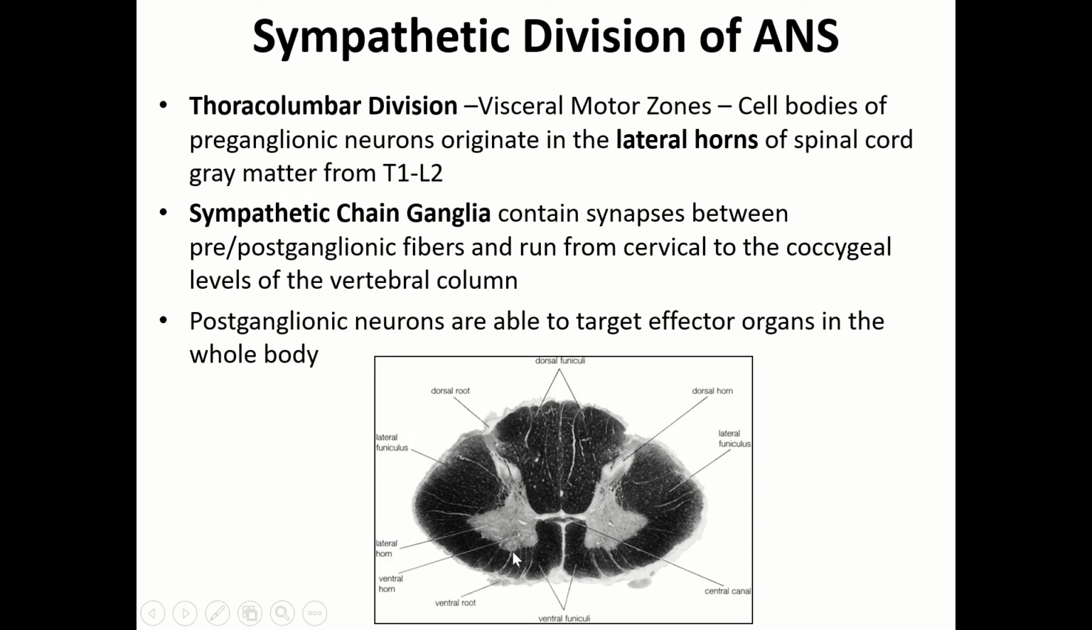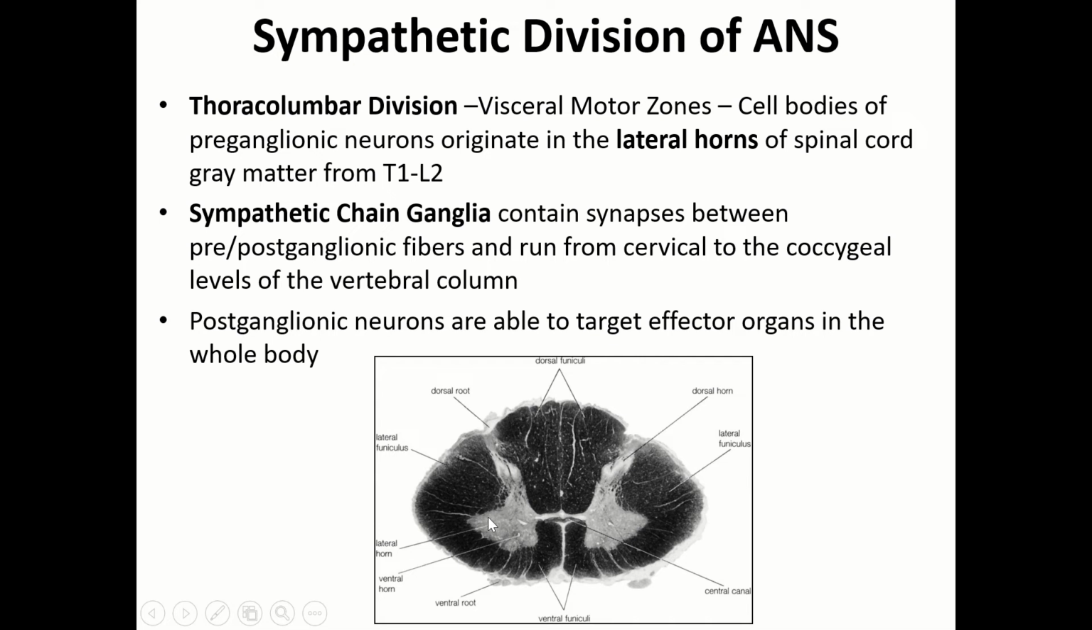And one of the things that we noticed was that you had posterior and anterior horns of gray matter in all sections of the spinal cord. However, the lateral horns were only present in parts of the spinal cord. This is because the lateral horns themselves contain the preganglionic neurons of the sympathetic nervous system. And they're only going to be present in the gray matter there from T1 to L2. Again, recall that the sympathetic division is known as the thoracolumbar division.